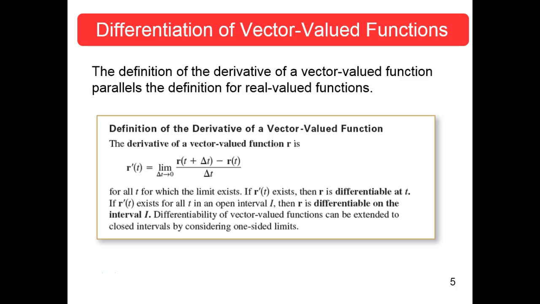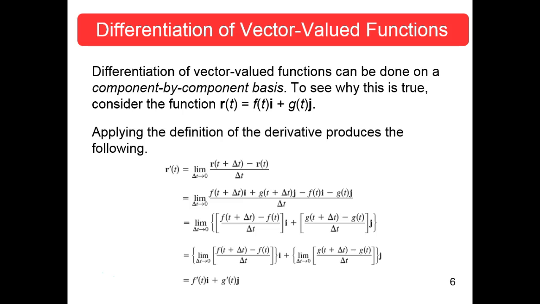Just the same. For all t in which the limit exists, if r prime exists, then r is differentiable at t. If r prime exists for all t in an open interval I, then r is said to be differentiable on that interval I. And differentiability of a vector-valued function can be extended to closed intervals by considering one-sided limits, just like we did, hopefully, back when you did definitions of derivatives. Okay? Everybody got it?